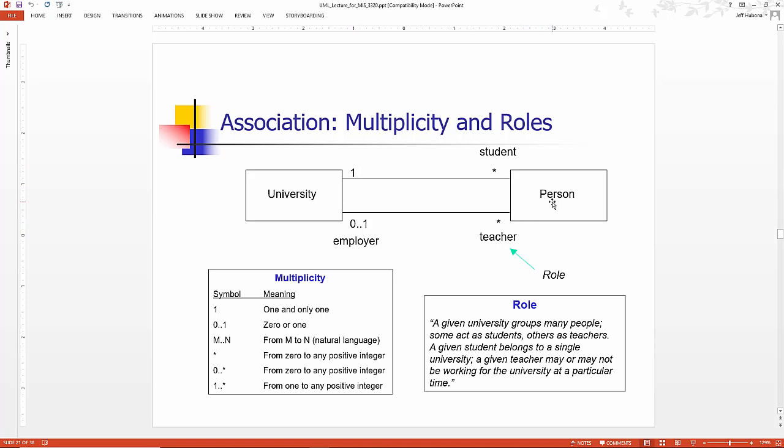There's a one here because people go to one university at a time, but the university has many student people at a time. A person may have from 0 to 1 employer at the university. The university might have many teachers who are people. Okay? So here's the association, the line. This is the multiplicity. This is many, and this is 1. This is 0 to 1. And it's explained down here in these boxes.